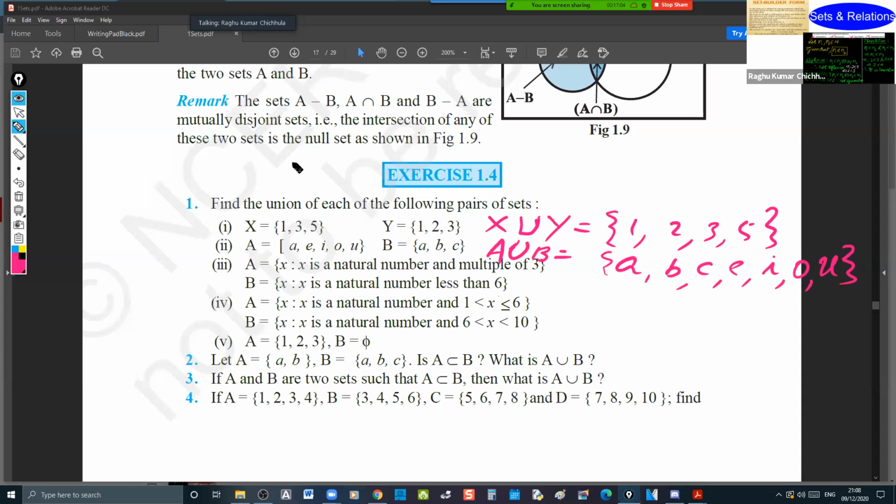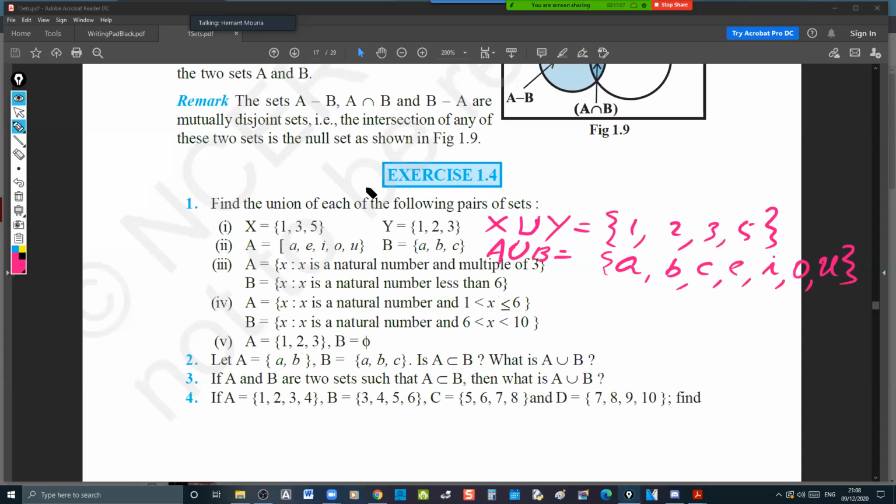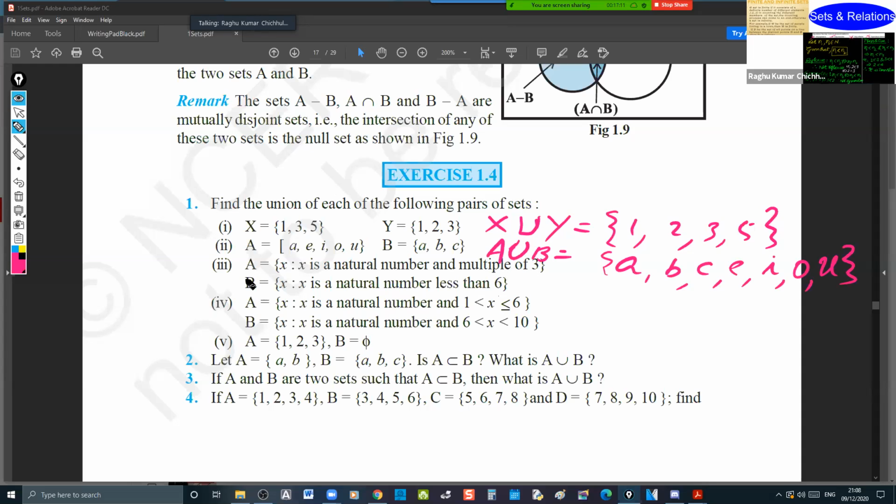Chaitanya, are you there? I think there is some network problem. Yes, sir. Network issues.